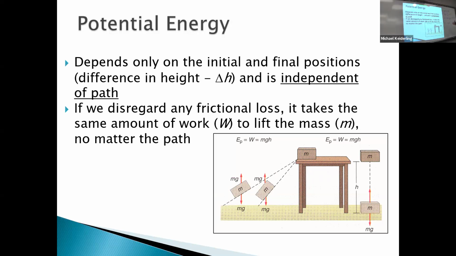So if you disregard any frictional loss, it takes the same amount of work to lift a mass straight up as it does to slide it up a slope to the same height. The difference is that when you slide it up a slope, you use less force over a longer distance, and you get the same amount of work. The slope means you don't have to use as much force to push it up. That's what an inclined plane does for you. You use less force, but the exchange is more distance, and you end up doing the same amount of work.